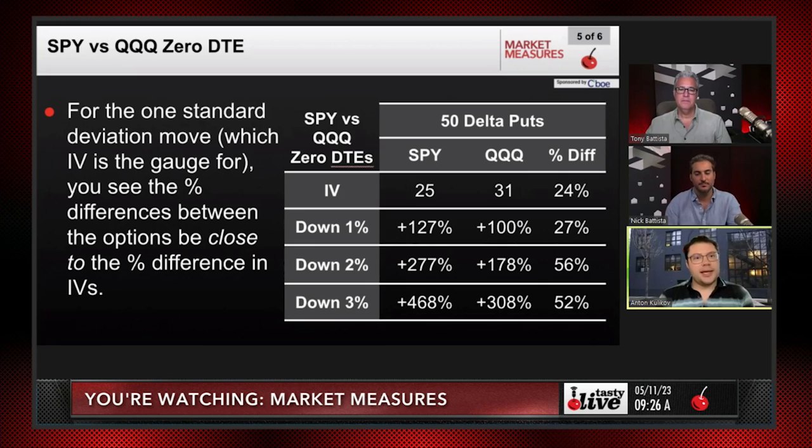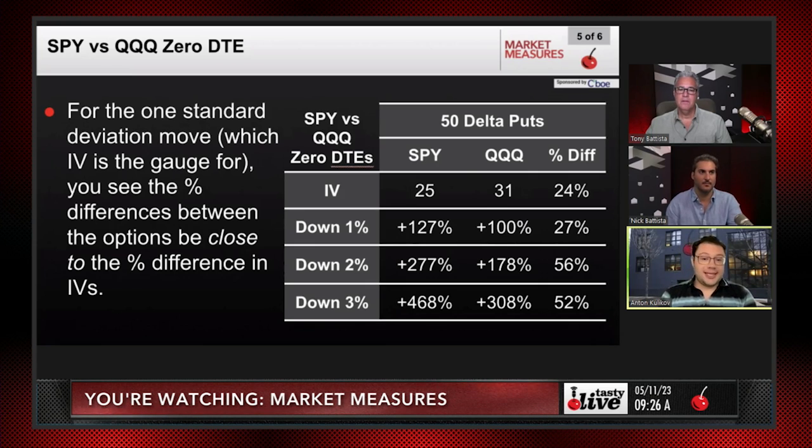Right. And again, the key in this study is really to look at that difference column, that percent diff column, the last one on the right. Because remember, the actual percentages by themselves, like down 2%, you make 277% in the SPY 50 delta puts. Okay, great. But the point is to say, what's the difference between that and the Qs, which have a higher volatility? That is reflected in that last column.